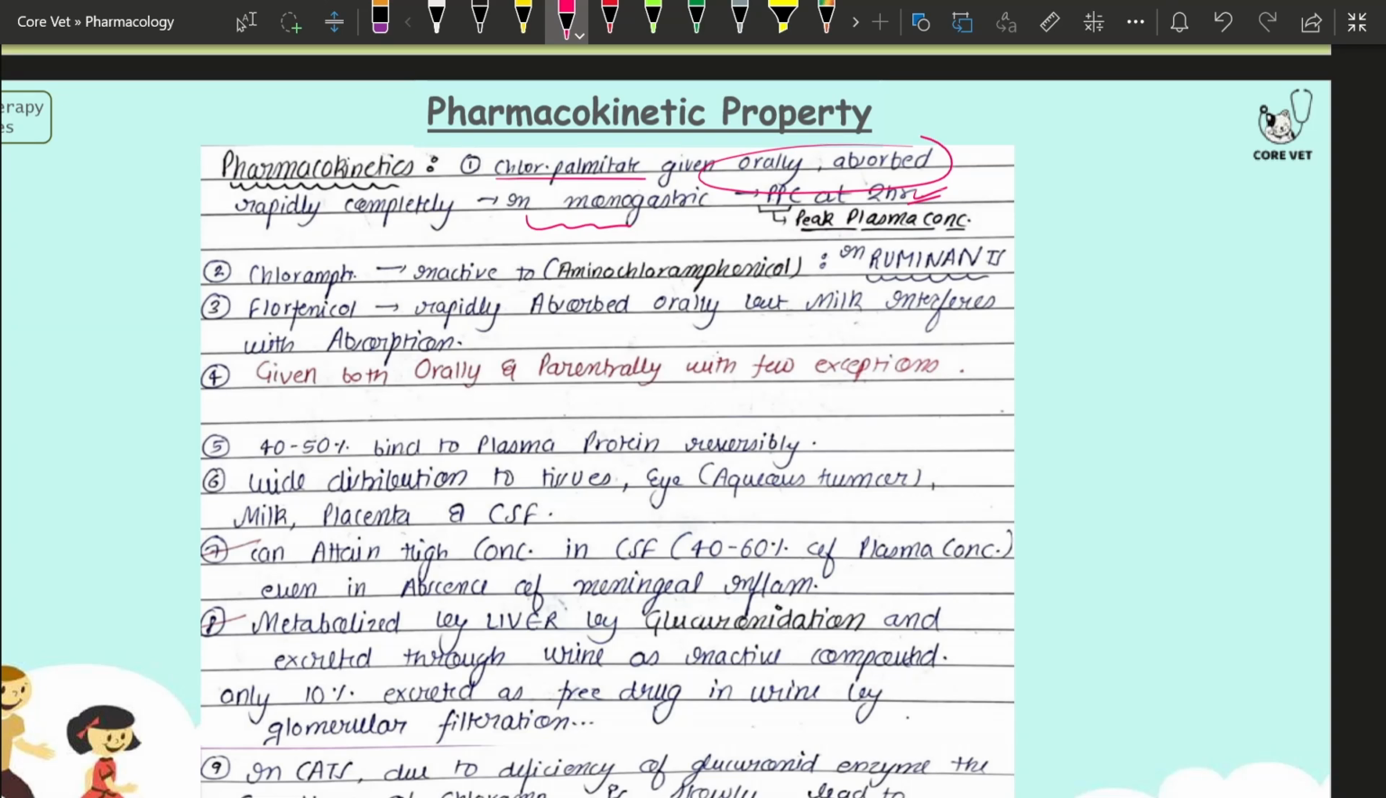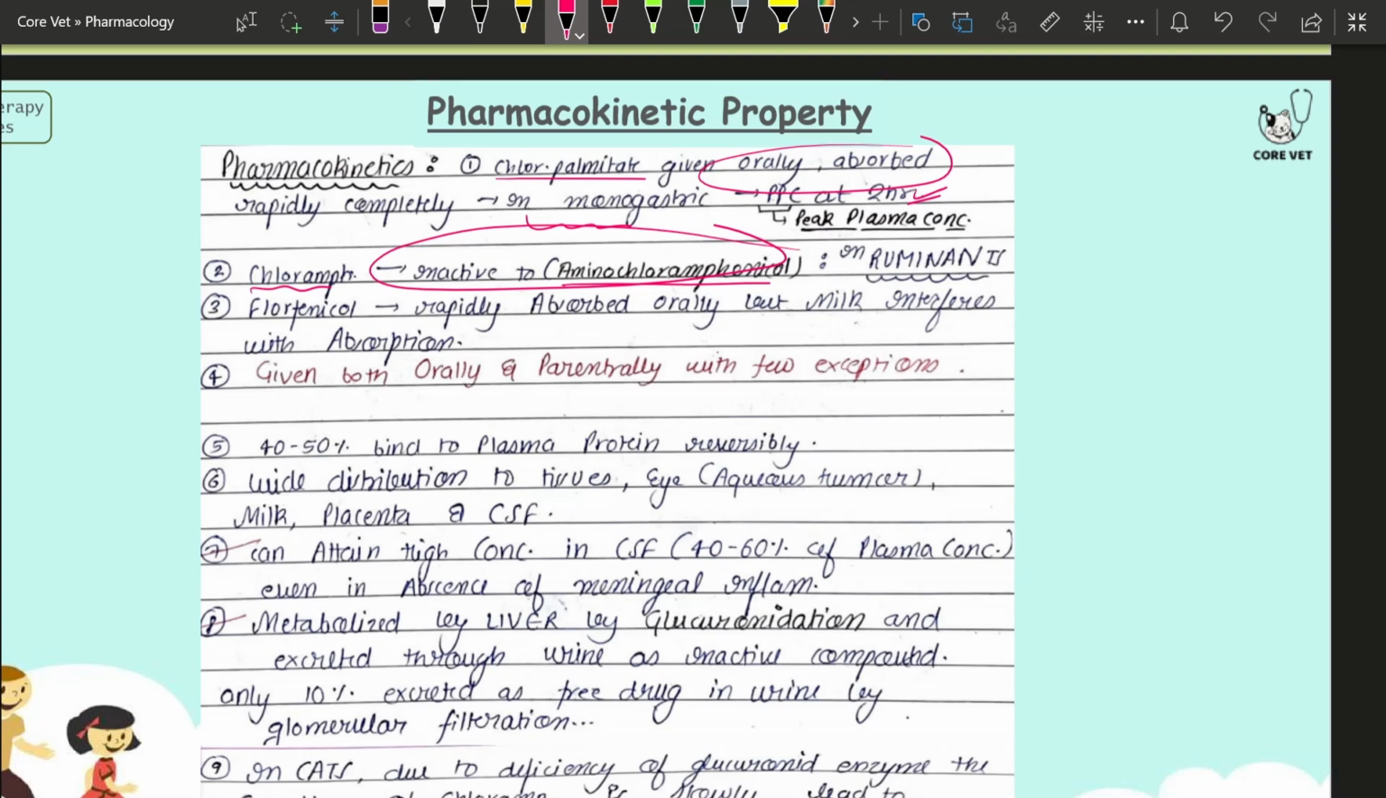And chloramphenicol, in the case of ruminants, gets inactivated into aminochloramphenicol. So in ruminants, chloramphenicol is reduced to aminochloramphenicol, which leads to the inactivation of chloramphenicol, such that it won't be able to show the desired effect in the particular ruminant patient, right?